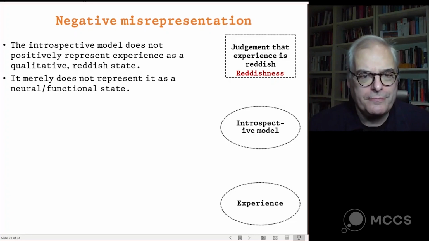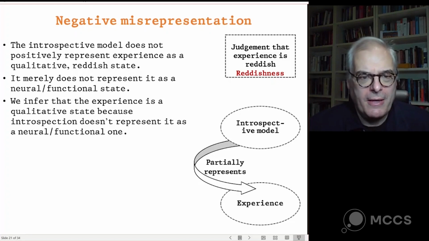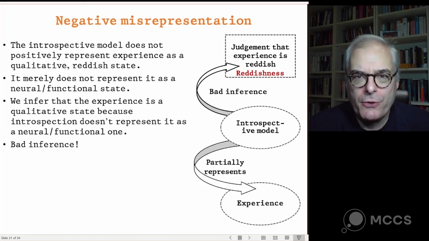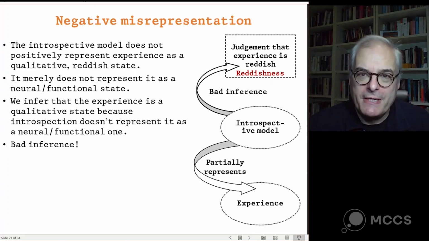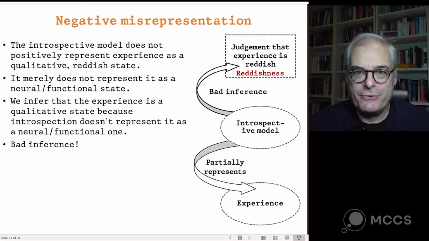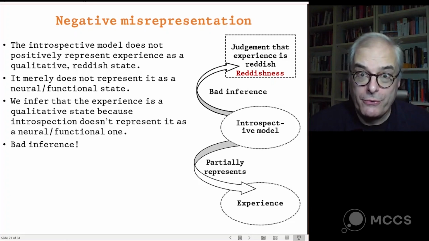So it partially represents it. And then we infer that the experience is a qualitative state because introspection doesn't represent it as not being a qualitative state. Introspection doesn't represent it as a physical or functional state of some kind with a structure to it, so we infer that it's a purely qualitative state with no structure to it. And that's a bad inference. It's like the headless woman. If you were present at the sideshow and you saw the woman sitting there like that, and you judged that she didn't have a head, that would be a bad inference. You would be inferring from the fact that you couldn't see her head to the conclusion that she didn't have one. And that's a bad inference, however tempting the scene might make it.